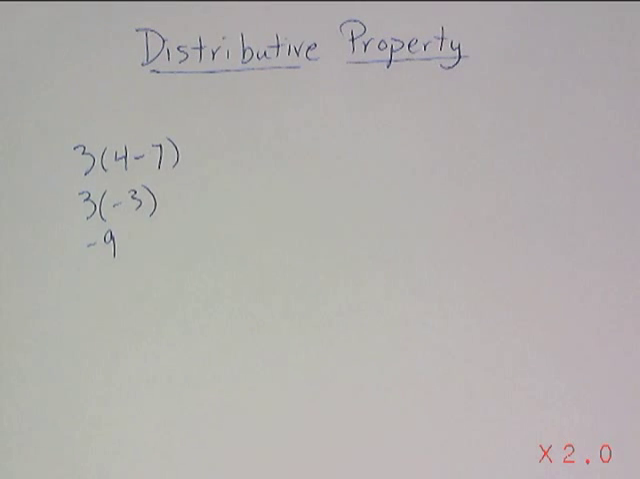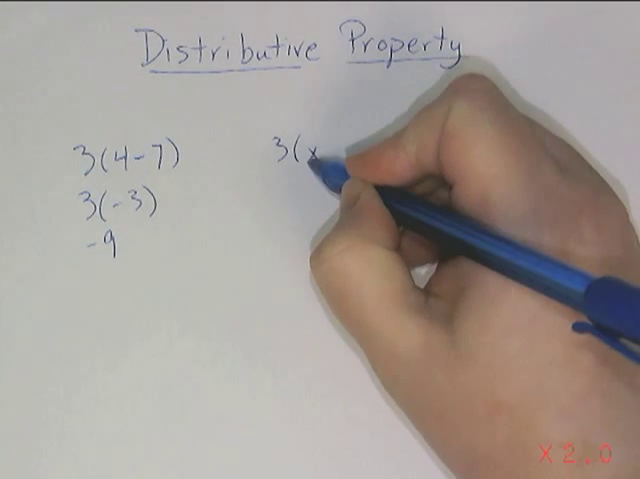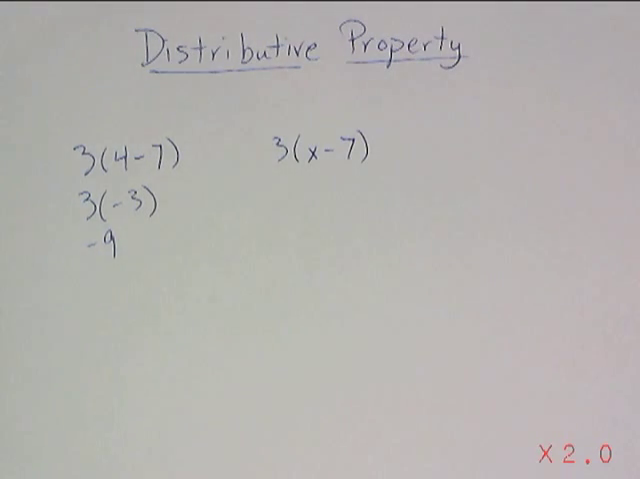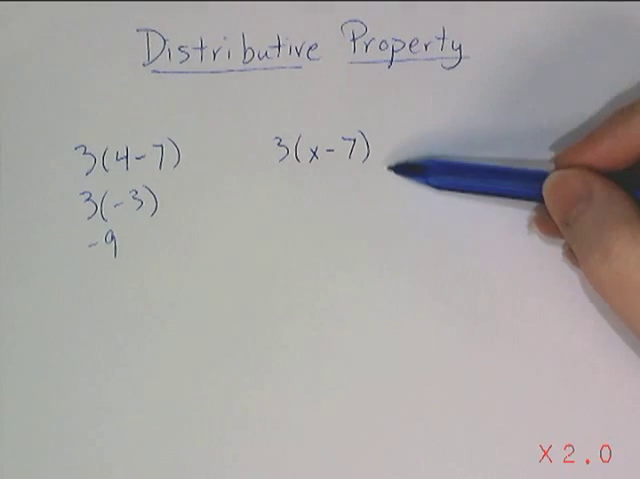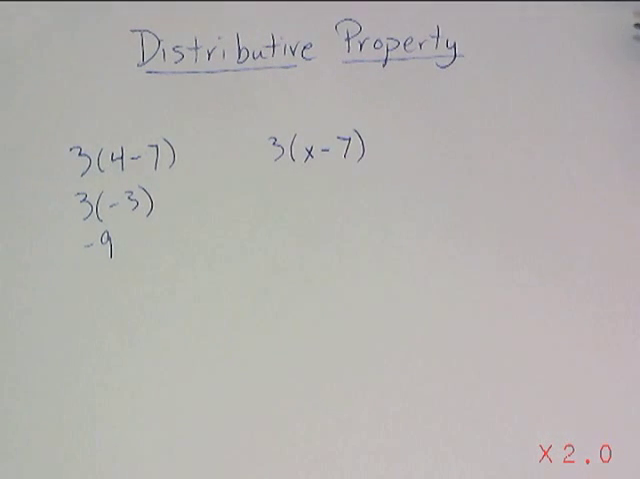But what if we can't do what's in the parentheses first? What if instead of 4 minus 7, our work in the parentheses said to do something like x minus 7? Unless I know what x is, I'm not going to be able to figure out what the quantity x minus 7 equals. Does that mean that I'm stuck? Actually, no, I can keep going. That's where the distributive property comes in.